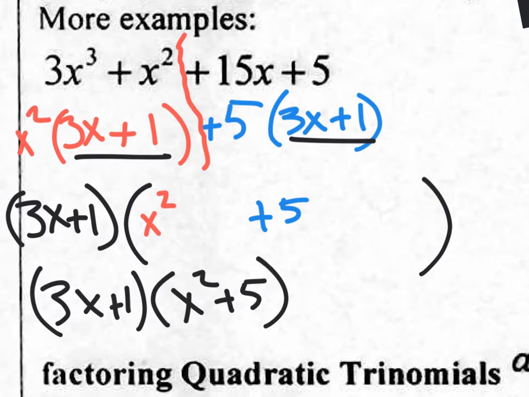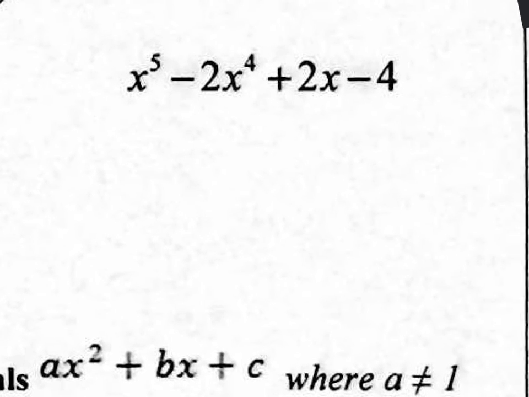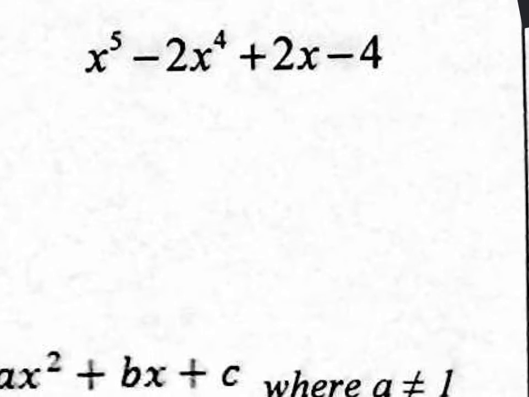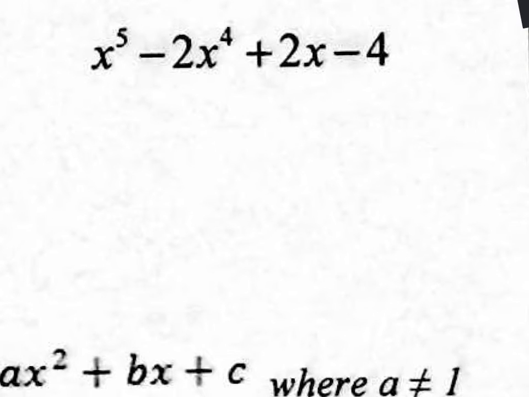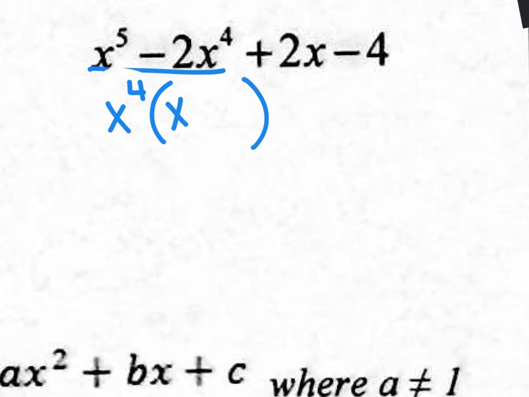This next one, you might want to try pausing the video and trying to do this on your own on a separate sheet of paper and then hitting play to see if you get this right. The first group, what's in common? What could you pull out? Well, you could pull out x's for sure. And how many x's? You could pull out 4 x's from the first group. So x to the 4th is what we're going to pull out. What's going to be left over on the inside? A simple x and a minus 2.